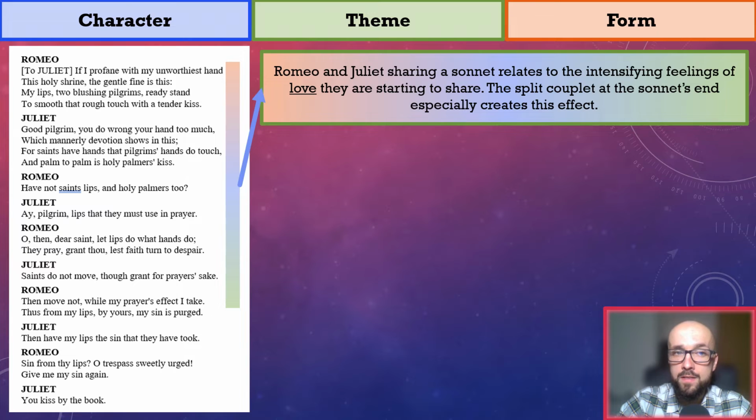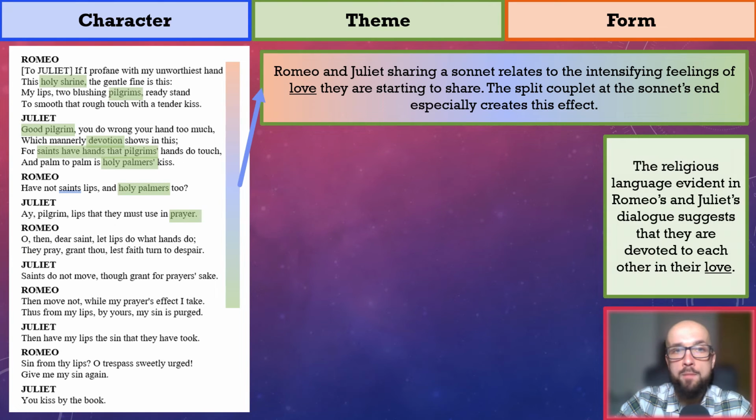Next, the religious language apparent throughout this mini extract, and there's more examples than I've highlighted here, suggests that Romeo and Juliet are devoted to each other romantically, given the associations of religious faith and devotion.